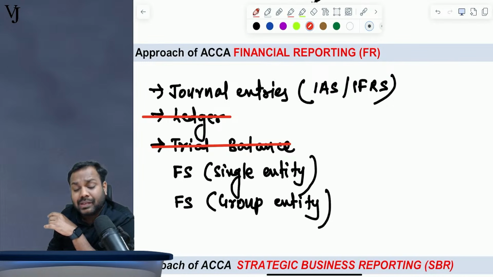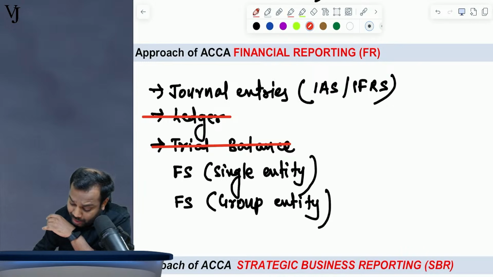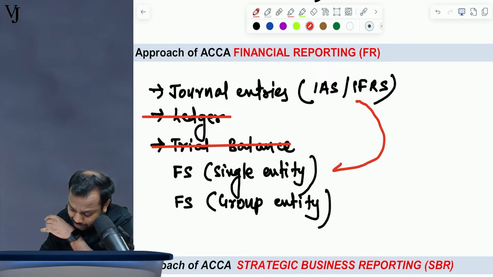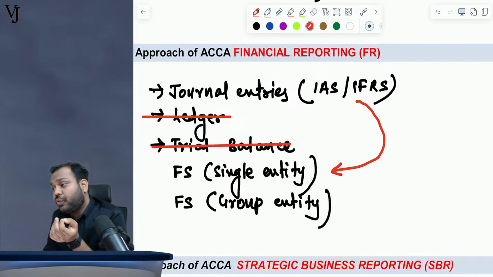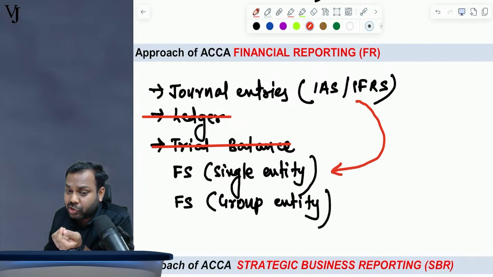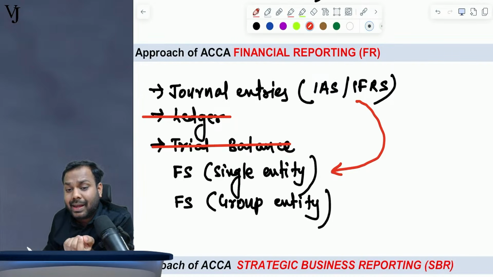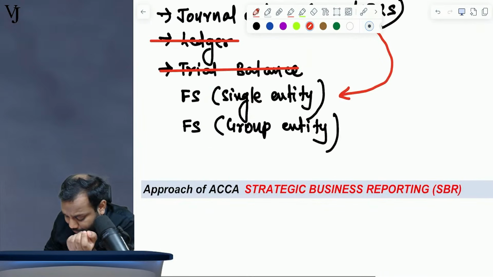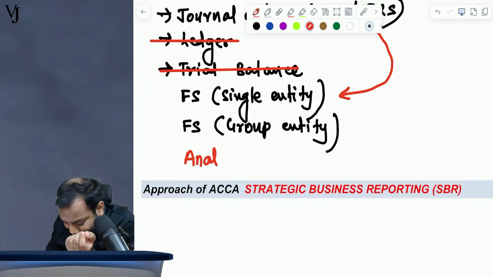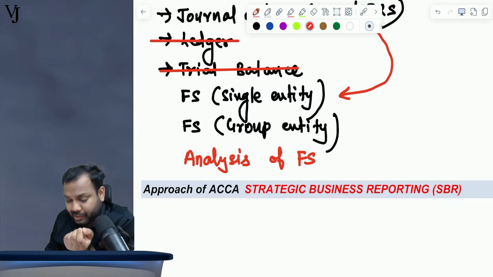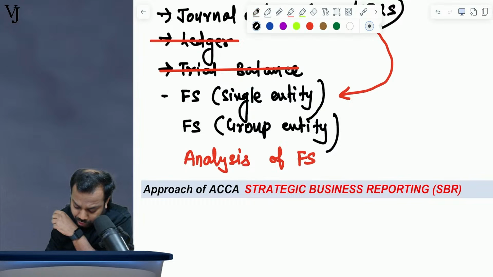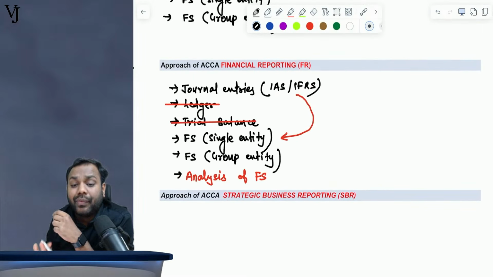Now, will they ask preparation of financial statements? Yes, but basis the IAS and IFRS. Will they ask you for preparation of group entity financial statements? Yes, but basis IAS and IFRS. Additionally, they will also ask you for analysis of financial statements. This is what is expected at FR level.